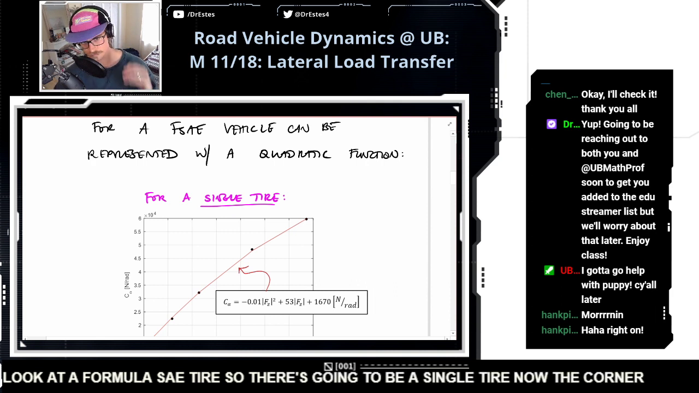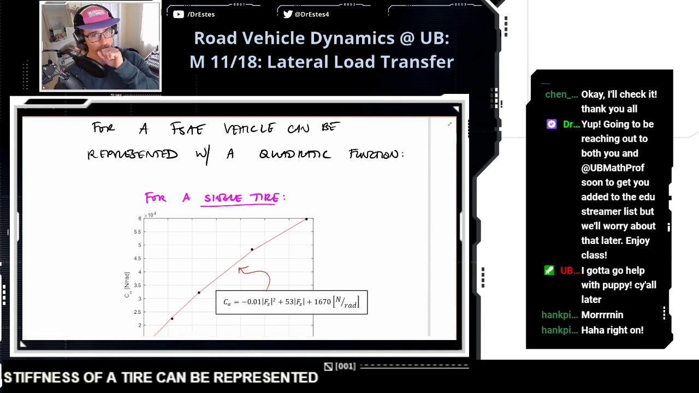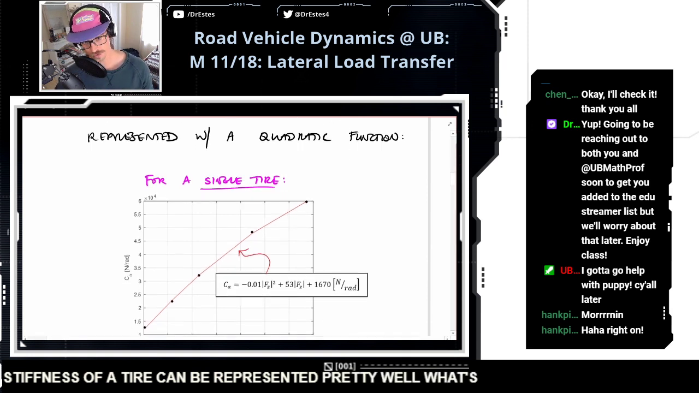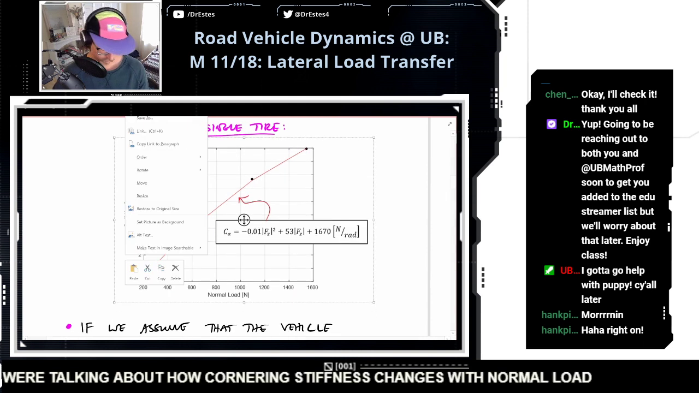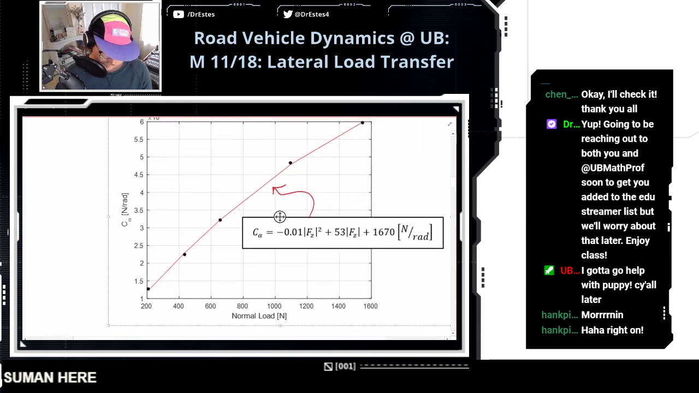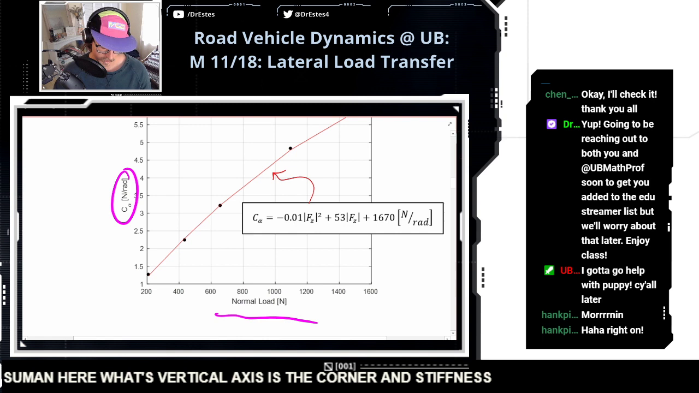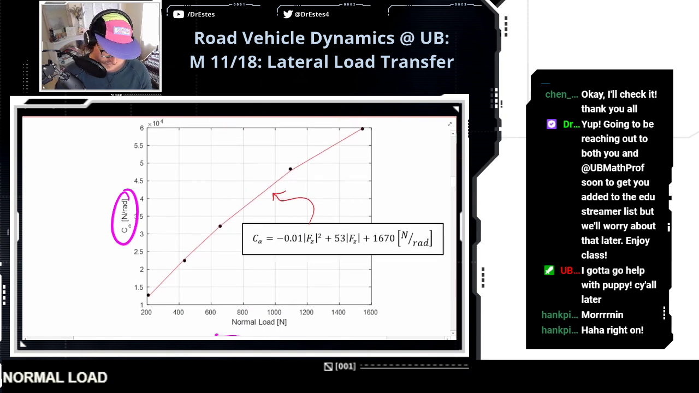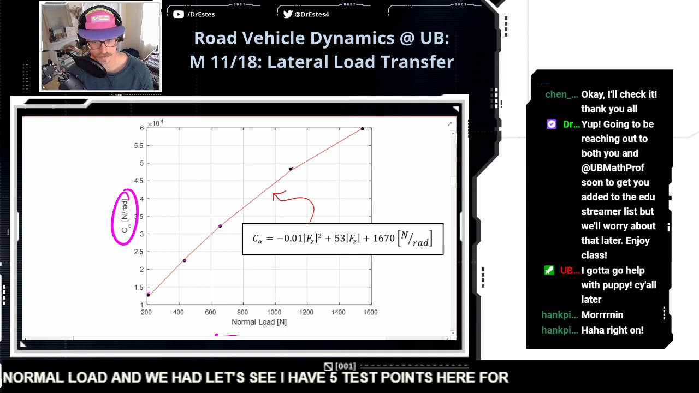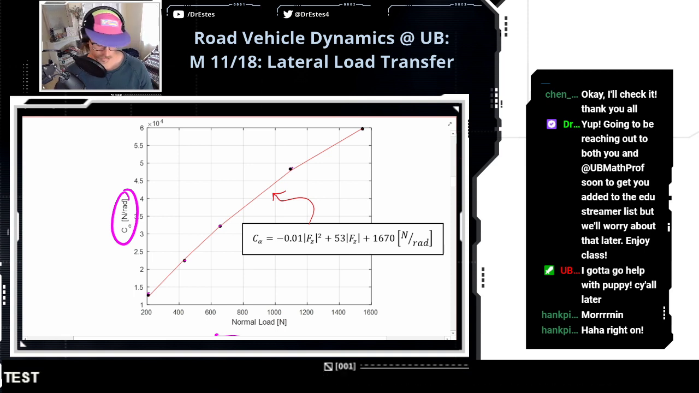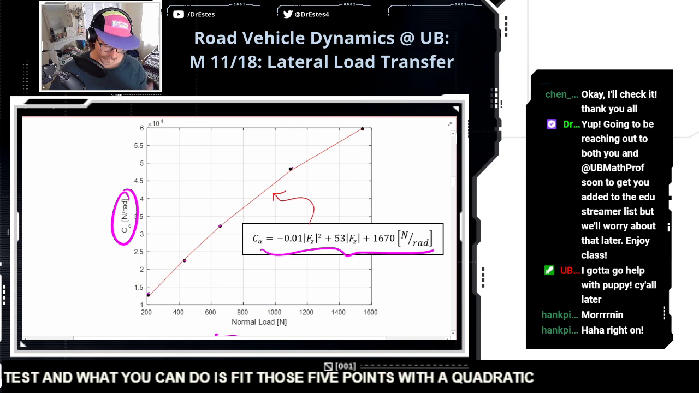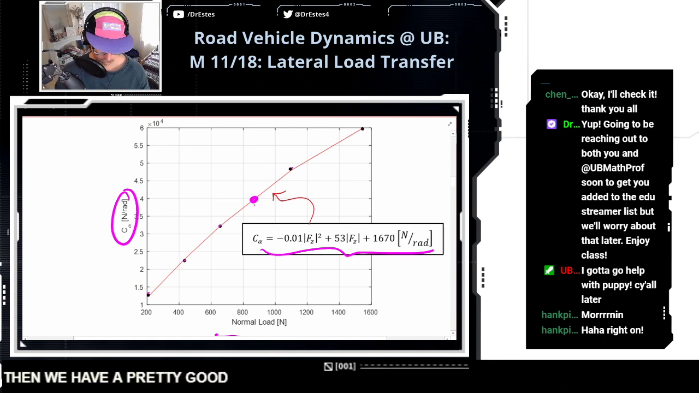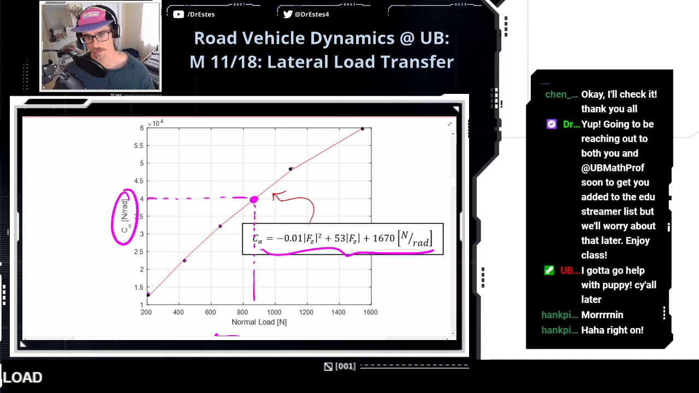Now the cornering stiffness of a tire can be represented pretty well with a quadratic function when we're talking about how cornering stiffness changes with normal load. So let's zoom in here. This vertical axis is the cornering stiffness, horizontal axis is the normal load. And I have 5 test points here from some expensive tire test. What you can do is fit those 5 points with a quadratic function. And using that, we have a pretty good prediction of the cornering stiffness at any normal load, if it falls in between our test points.